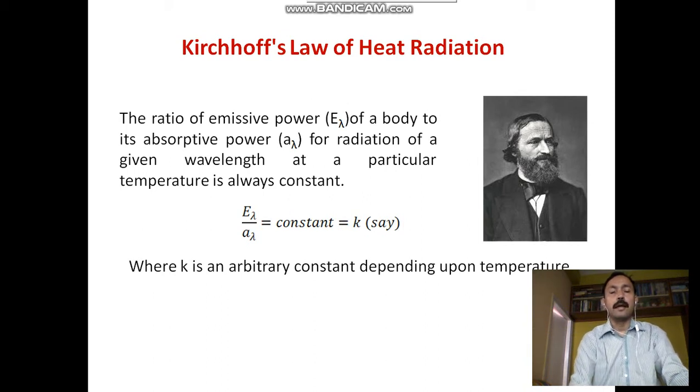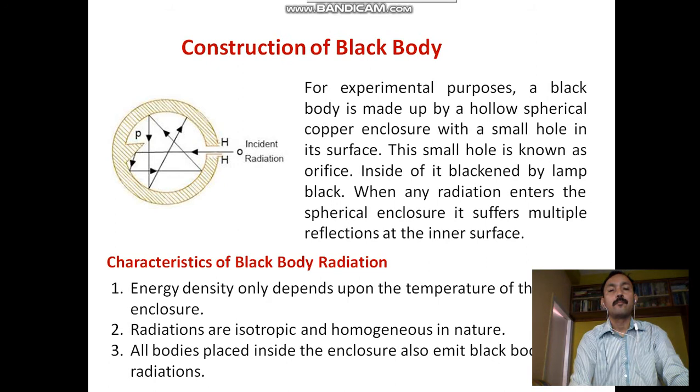The ratio of emissive power E lambda of a body to absorptive power for radiation of a given wavelength at a particular temperature is always constant. Mathematically, we can write E lambda by A lambda is a constant, say equal to K, where K is an arbitrary constant depending upon temperature.